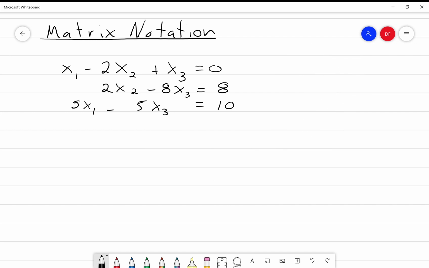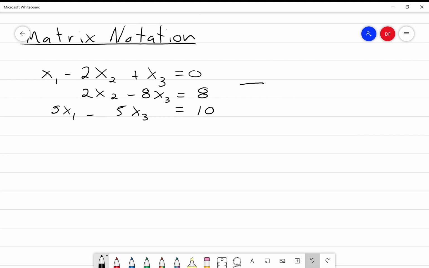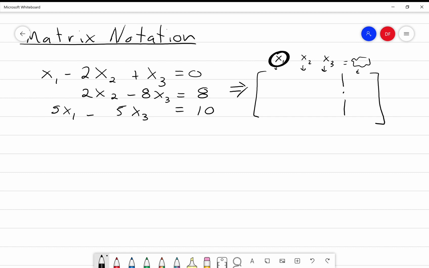Okay. So we can take this system of linear equations and make a matrix. So we just make a matrix where we put the coefficients of x1, x2, and x3 into the columns of this matrix, and then we put whatever the answer is into this column. So what's in front of x1 here?